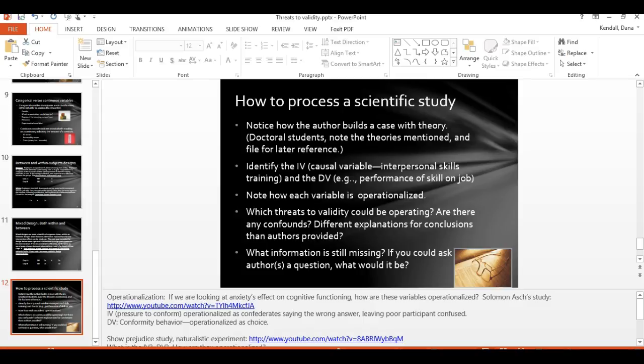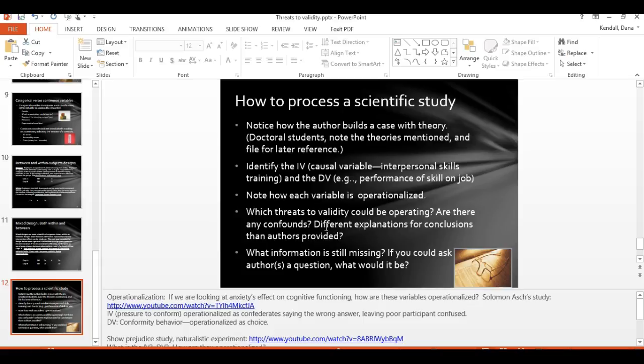Identify the IV or the causal variable and the DV, whatever those are in the particular study. This is just an example in an IO context. Note how each variable is operationalized. So is the operationalization appropriate for how the authors have defined the variable? I'm surprised sometimes that those two aren't always linked as much as I would have thought. Sometimes the authors put a name to a variable that's very different from how they actually measured or captured it or manipulated it. So that's always interesting to me.